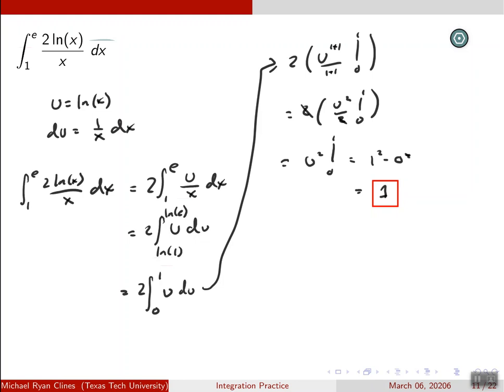So, if you're going to evaluate it in terms of u, you have to change your limits of integration. You plug in 1 and e, you're going to get the wrong answer. So, when attacking a problem like this, this is the strategy you want to use.